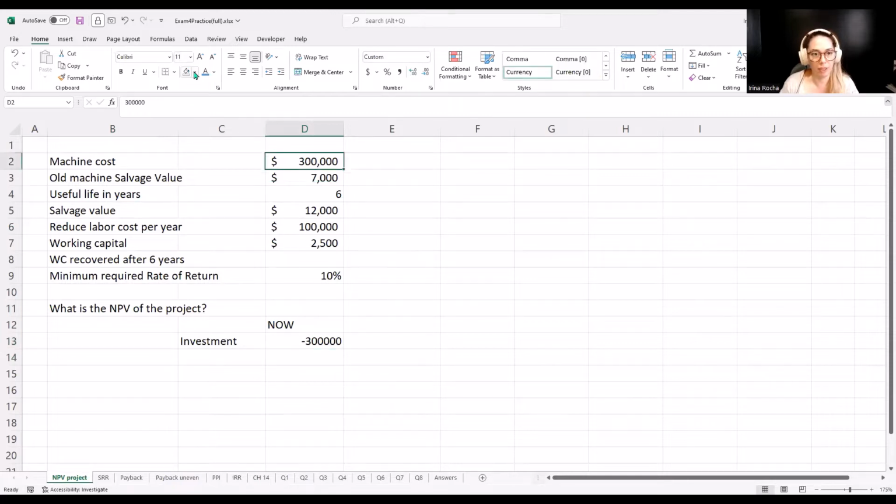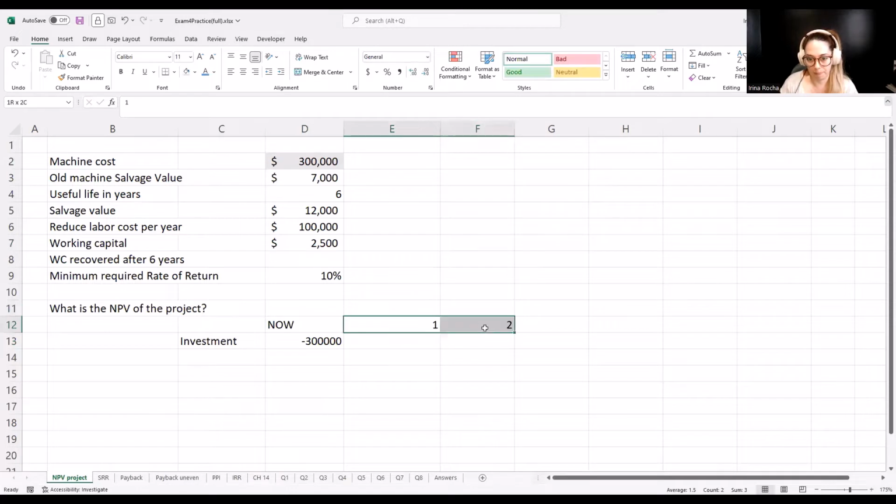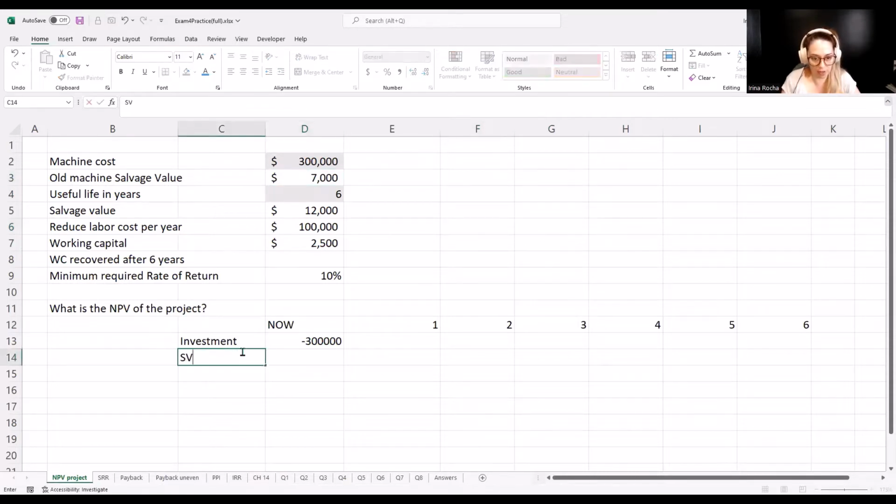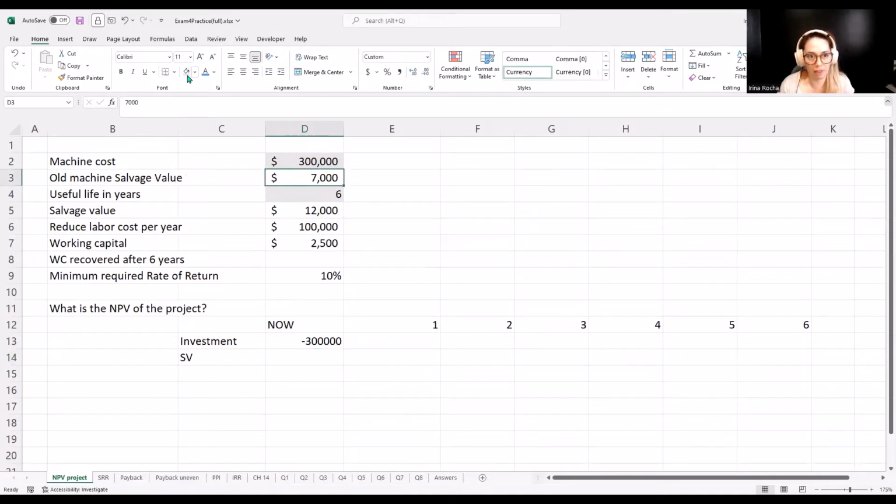And I have already used this one, though. Then the machine is going to have a useful life of 6 years. So I'm going to have 6 years. Okay, already used this information. What else do we know? The old machine salvage value is $7,000. So salvage value means when I sold my old machine, I got $7,000 back. And so that's an inflow, it's positive.